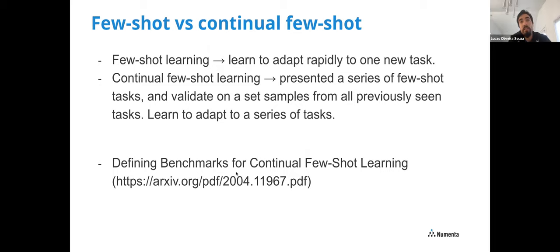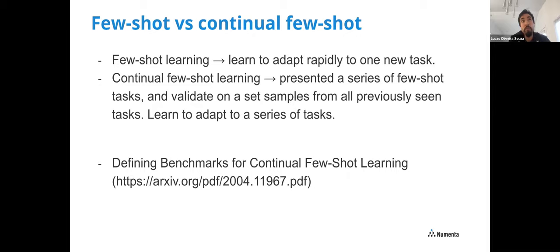So this is actually what I had. There's this paper that came out, I just found it last night, so I only quickly skimmed it. I don't want to go into details, but just point out there's this distinction. There are people now thinking about this continual few-shot problem, which is a different problem than few-shot.